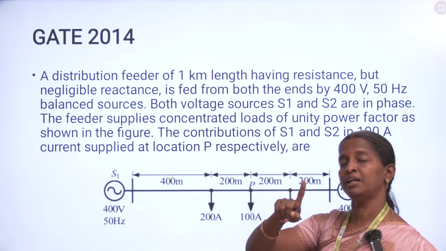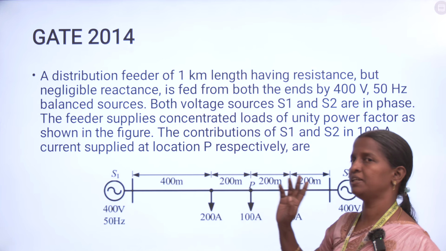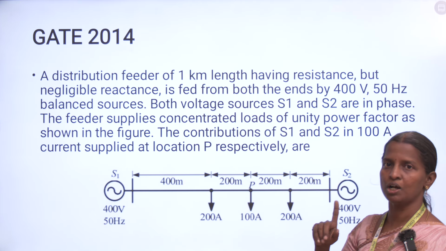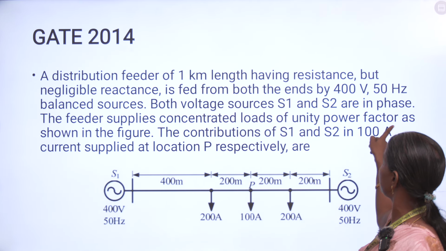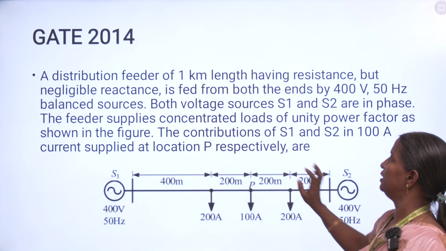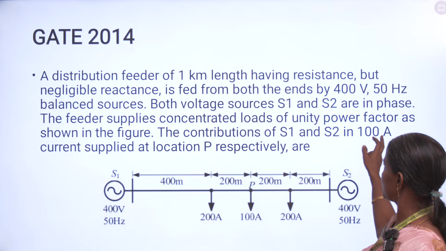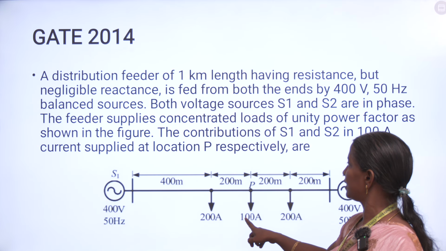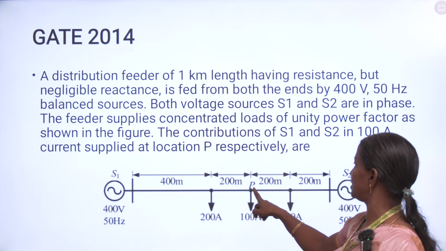Unity means 1. When it is 1, both are in phase. That is, your phi value is equal to 0, cos 0 will become 1. So it is a unity power factor as shown in the figure. This diagram is given in the question itself. The contributions of S1 and S2 in 100 amps current supplied at the location P respectively.